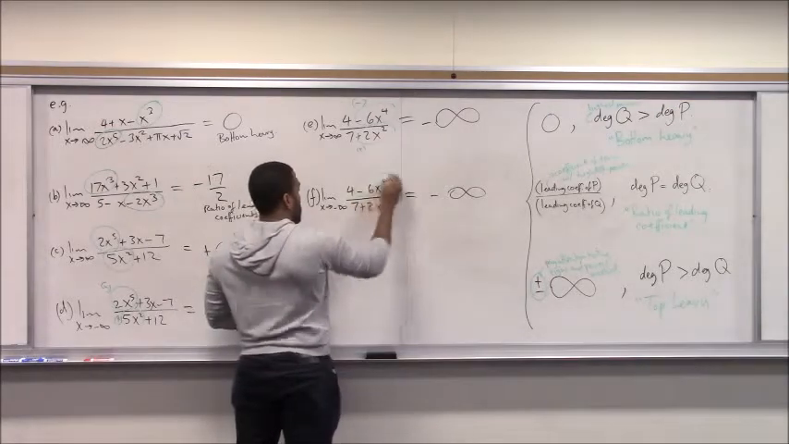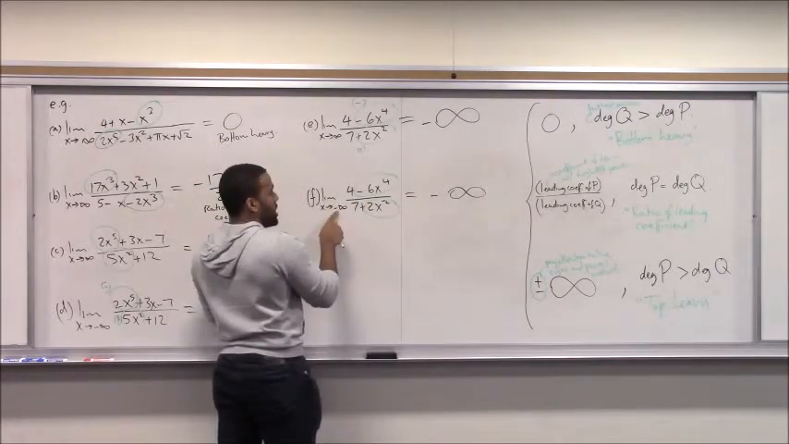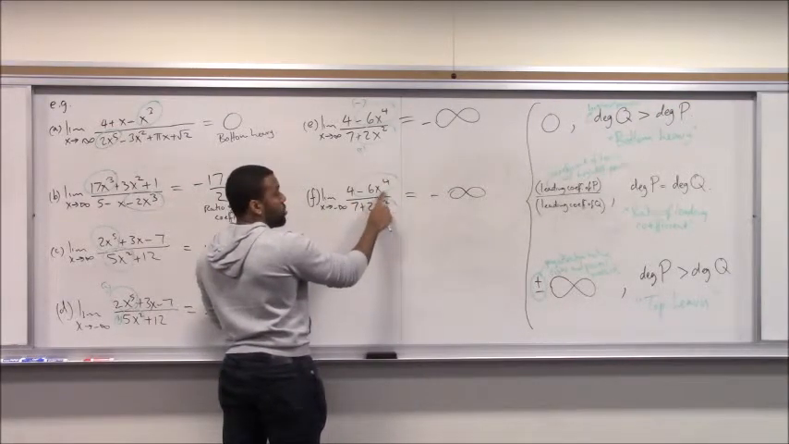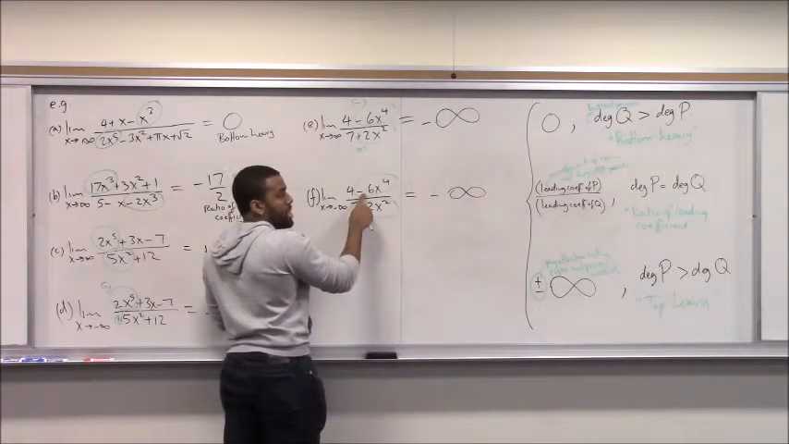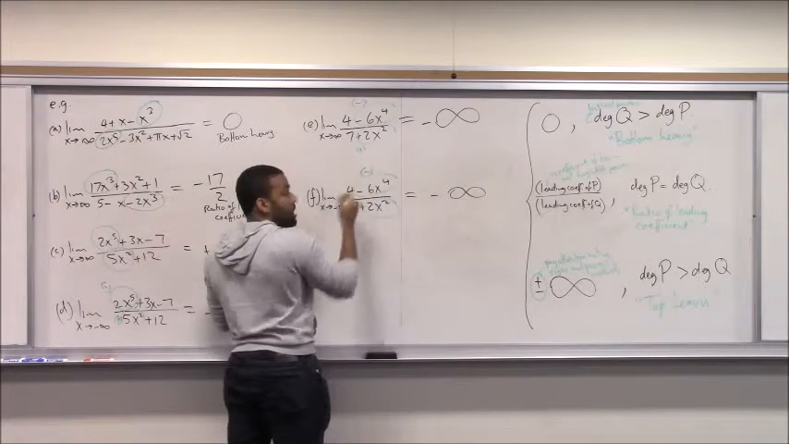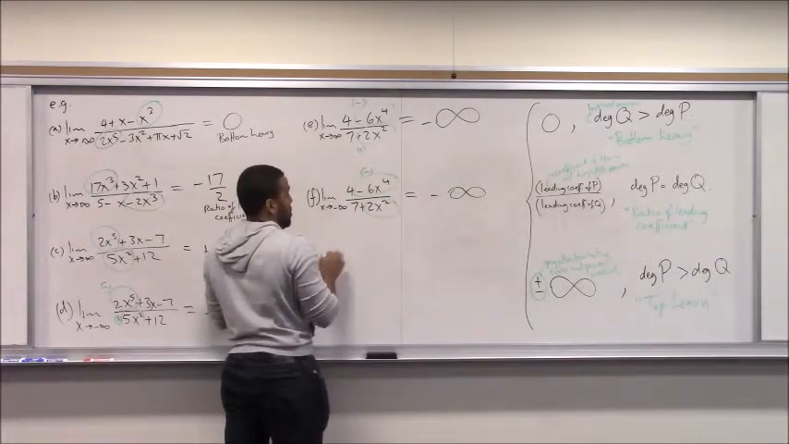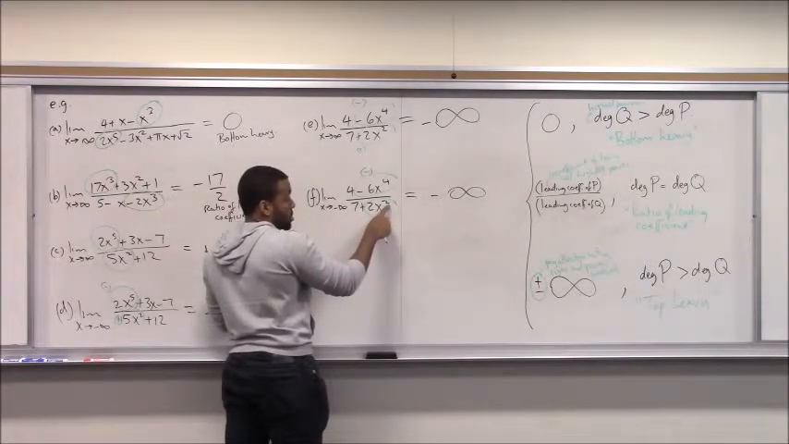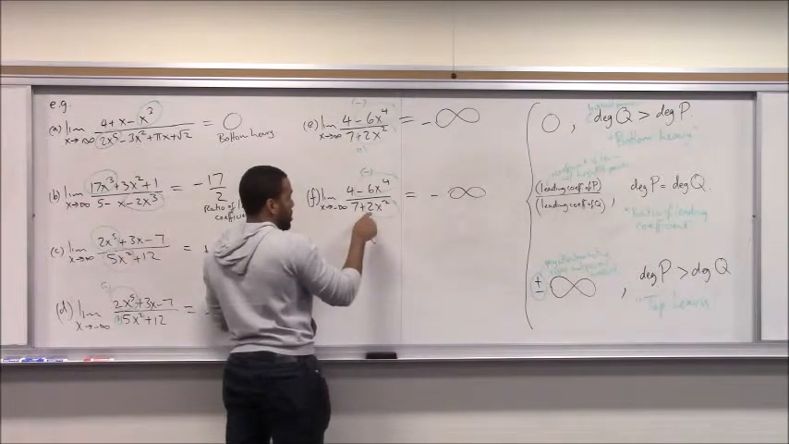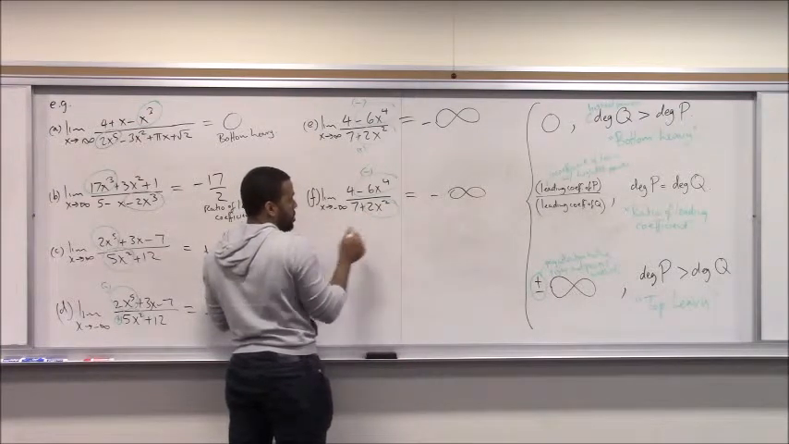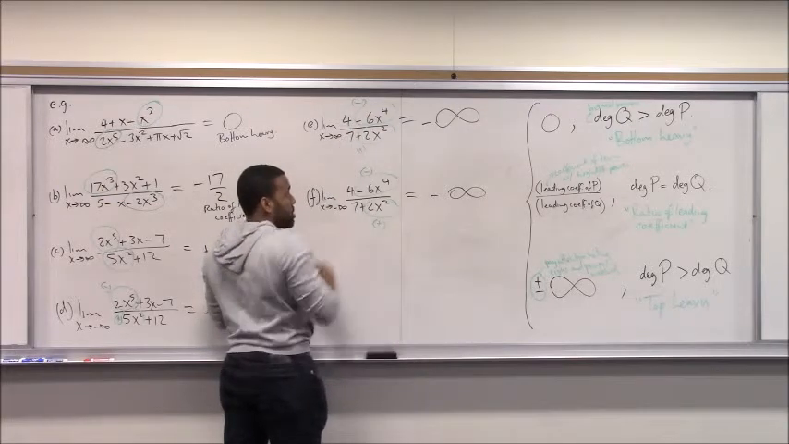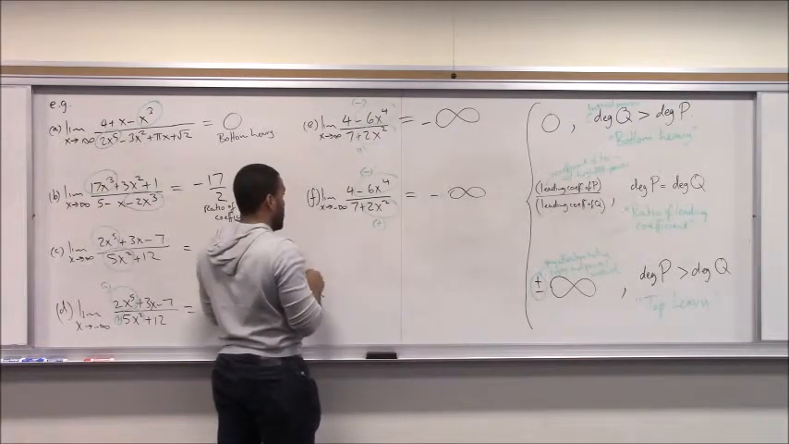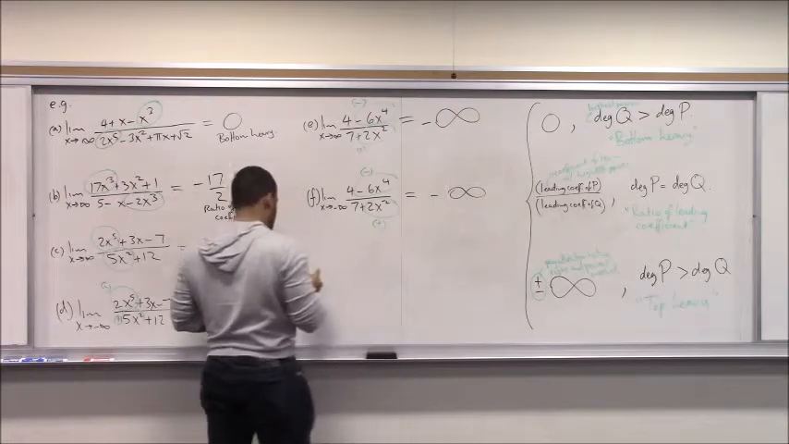Here, I plug in a negative number into x, but then I raise it to the 4th power, it becomes positive. Then I multiply by negative 6, so this still has a negative charge. If I plug in a negative number into x and square it, it becomes positive, and then I multiply by a positive 2, it's positive. I'm still in the situation where there's a positive and a negative charge. So it's negative infinity.